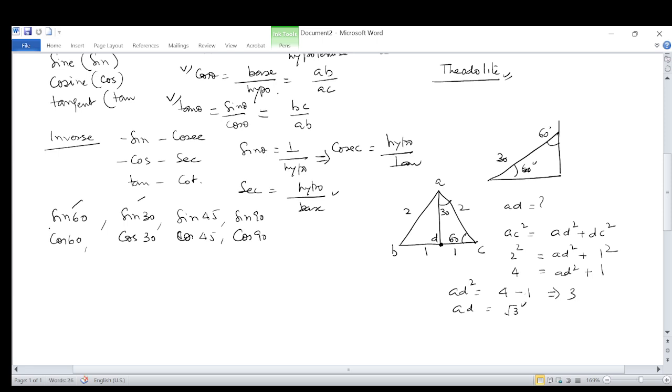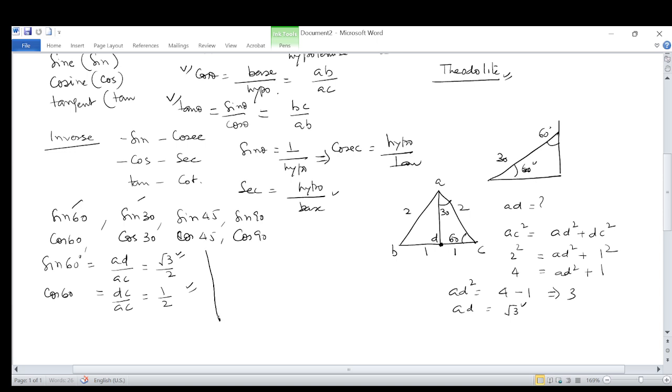Now apply this. What is sine 60? Sine 60 is perpendicular, that is AD, upon AC. AD is under root 3, AC is 2. So sine 60 is under root 3 upon 2. You have to remember this. In the same way, cos 60 is equal to DC upon AC. DC is 1, AC is 2, so cos 60 is 1 upon 2.